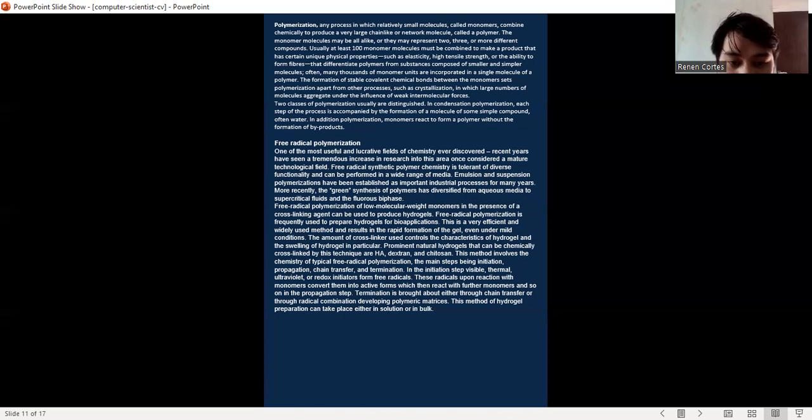This is a very efficient and widely used method and results in the rapid formation of the gel even under mild conditions. The amount of crosslinker used controls the characteristics of the hydrogel and the swelling of the hydrogel in particular.